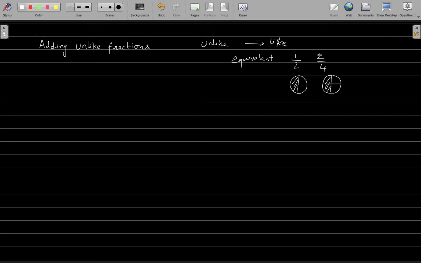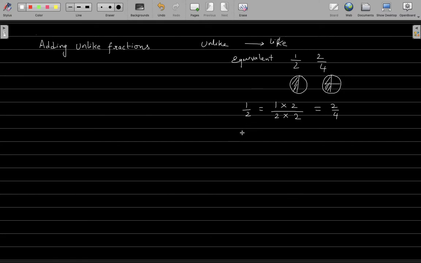So we can write equivalent fractions for any fraction by multiplying the numerator and denominator by the same number. Say for 1 by 2, the equivalent fraction is found if I multiply the numerator and denominator by the same number. Say 1, I am multiplying by 2, and 2 also I multiply by 2. This will give me 2 by 4, which is an equivalent fraction of 1 by 2, as we have discussed here.